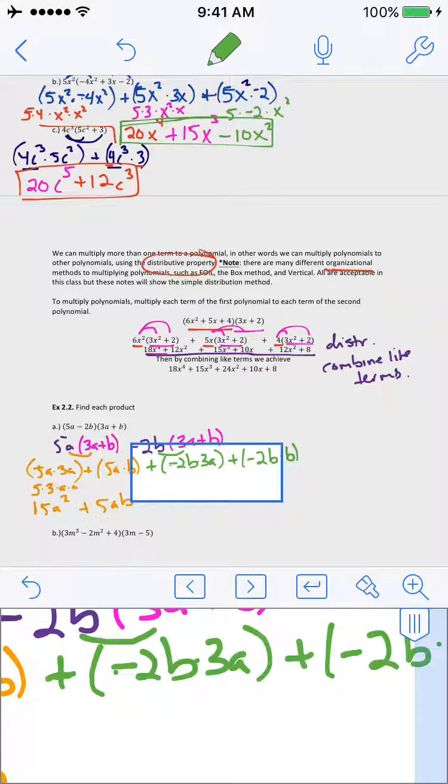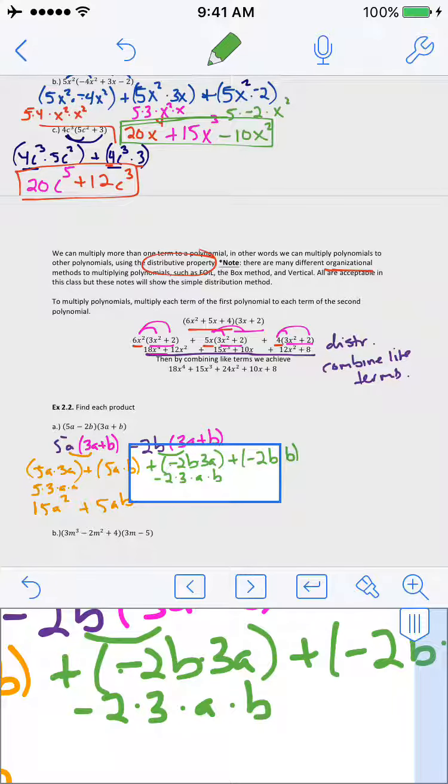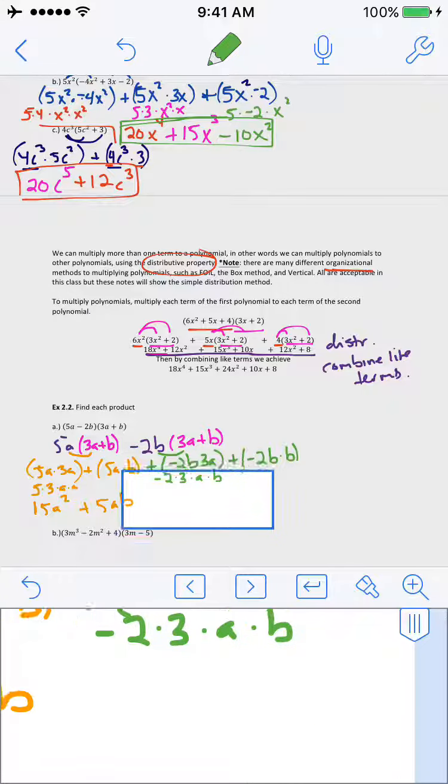We want to do negative 2 times 3, an a, and a b. Can't simplify the a and the b, right, because those are not like bases. It's not like it's a to the first times a to the second. It's a times b. That's apples and bananas. I can't combine apples and bananas, so I just get a negative 6ab.